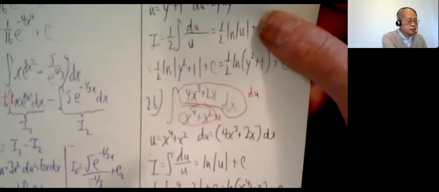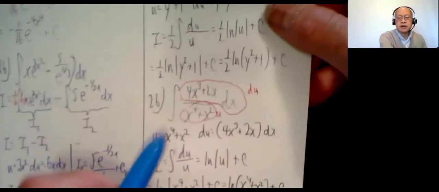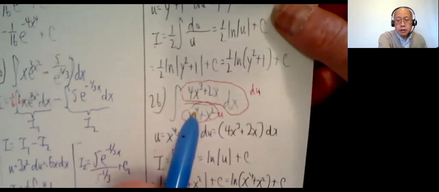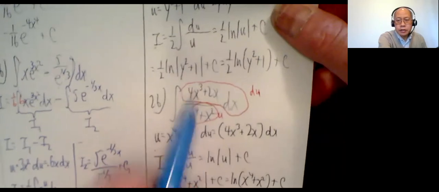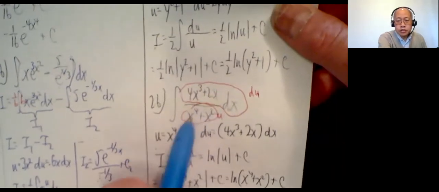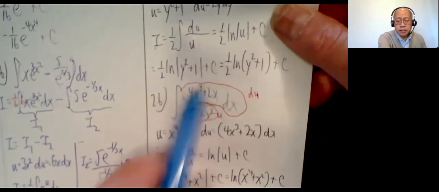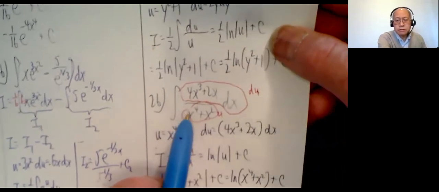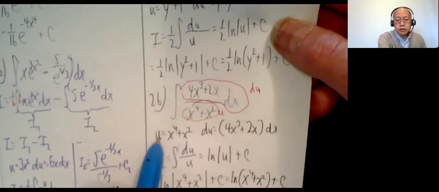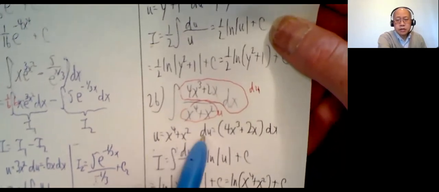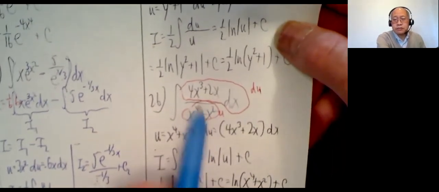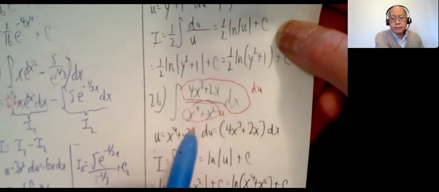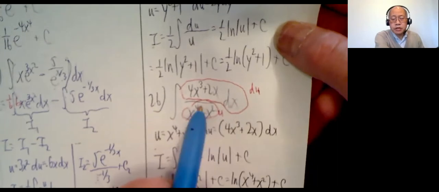Okay, something similar happens in 26. So the derivative of this is probably close to this. In this particular case, it's exactly equal. Okay, so u equals x to the 4th plus x squared. Du equals 4x cubed plus 2x dx. Perfect. I don't have to multiply by anything. The bottom is my u.